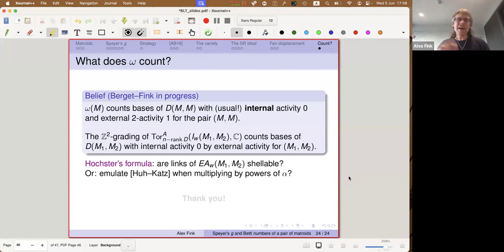It looks like omega is counting bases of this Dilworth truncation of M with still normal internal activity 0, but this new generalized external activity 1. So numerically, that seems to be the case. There are some things we are trying to prove that this combinatorial interpretation is indeed true, but either we'll get it and write this up in the paper, or we'll have to leave that as an open question for now. And with that, I'll stop. Thank you.